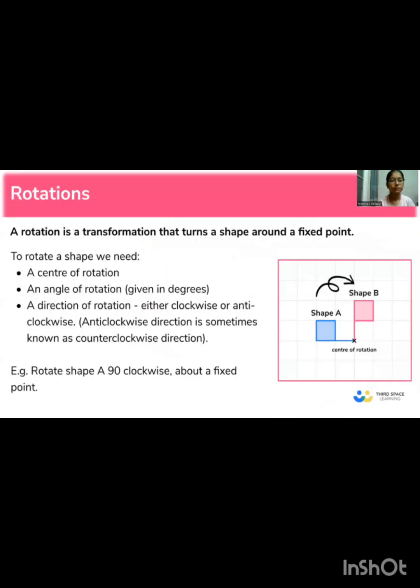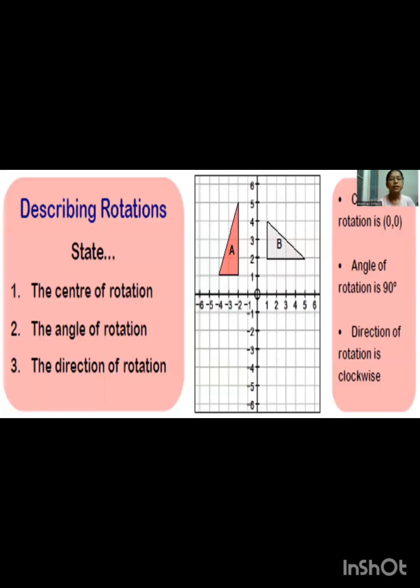Rotation. A rotation is a transformation that turns a shape around a fixed point. To rotate a shape, we need a center of rotation, an angle of rotation, and a direction of rotation, either clockwise or anti-clockwise. Anti-clockwise direction is sometimes known as counterclockwise direction. Example: rotate shape A 90 degrees clockwise about a fixed point. Describing a rotation: a center of rotation, an angle of rotation, the direction of the rotation.